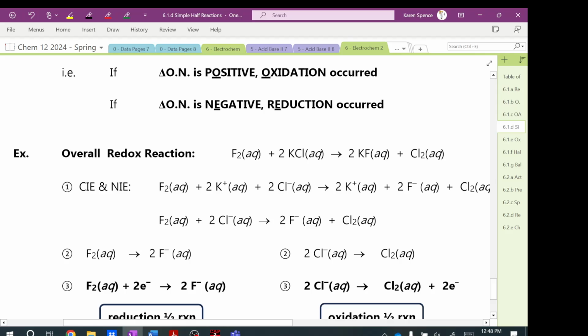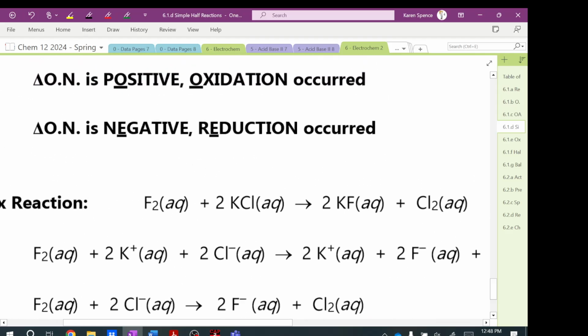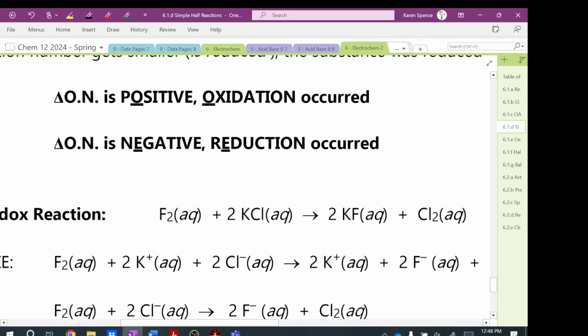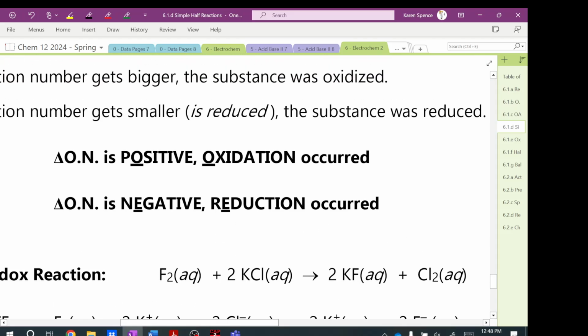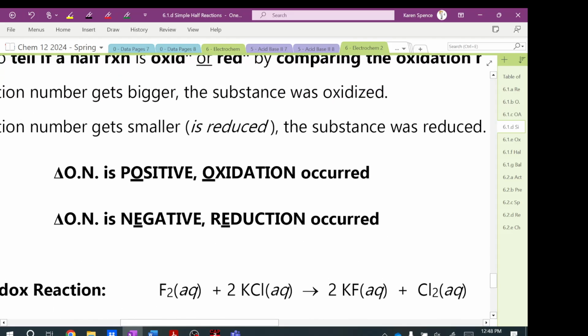Okay, overall redox reaction. Can you tell just from looking who the spectator ions are, without going through the complete ionic and the net ionic and all of that? Is F minus a spectator ion? Let's take a look.